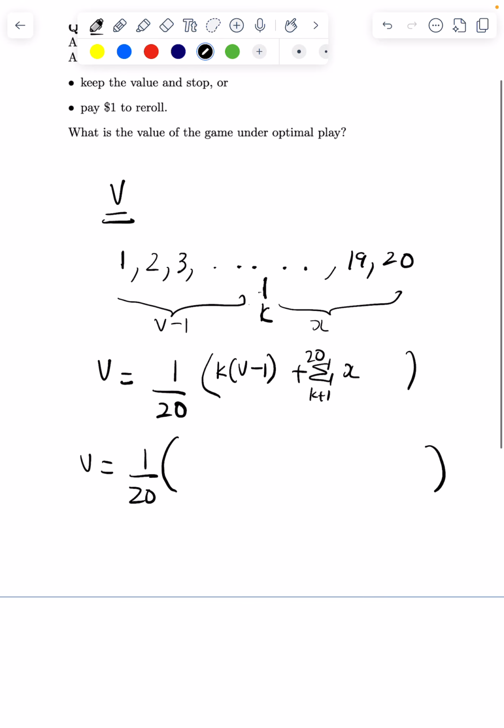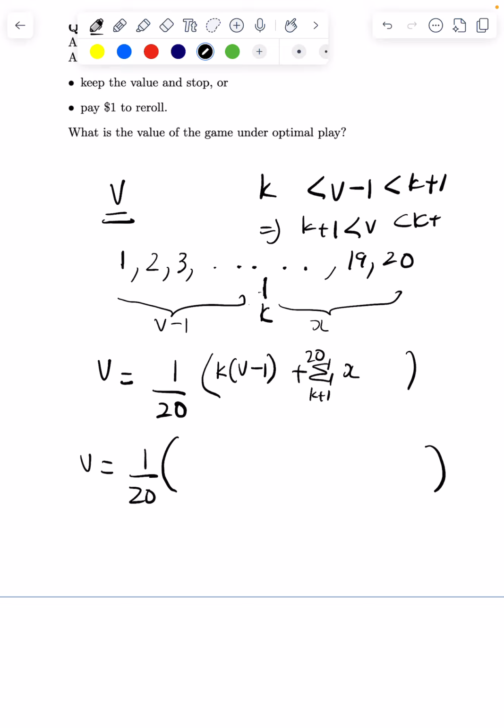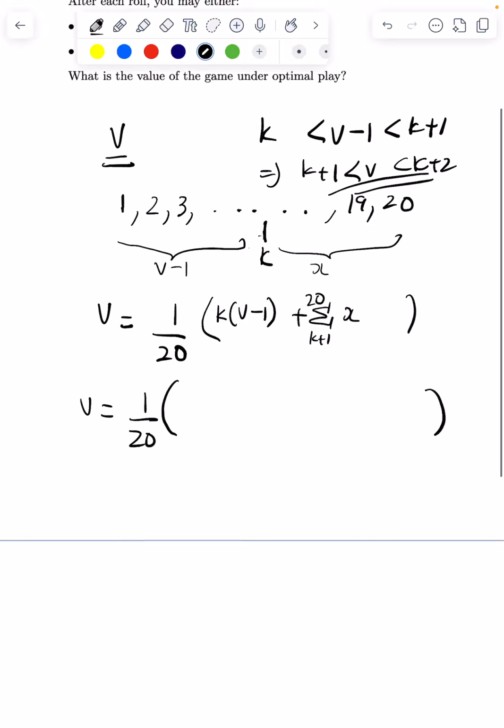Also, there's an important condition that I should have mentioned before. Your V minus 1 would lie between K and K plus 1, right? That's how we've set up the problem. It would lie between K and K plus 1. So that essentially implies that V would lie between K plus 1 and K plus 2. Why am I highlighting this? You'll see this in a bit, because that would help us figure out the value of V and check if it's correct or not.